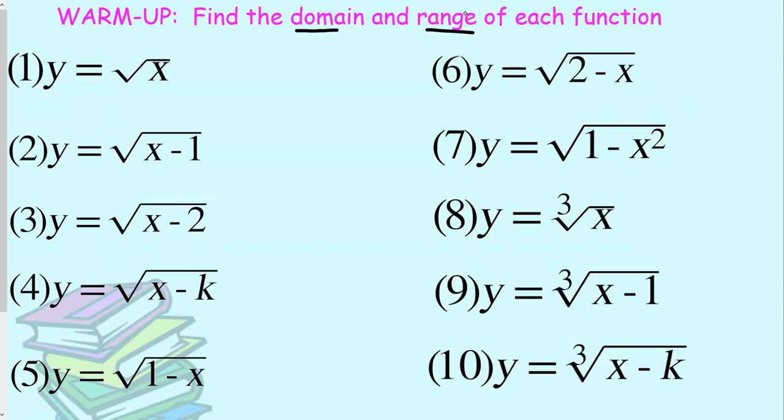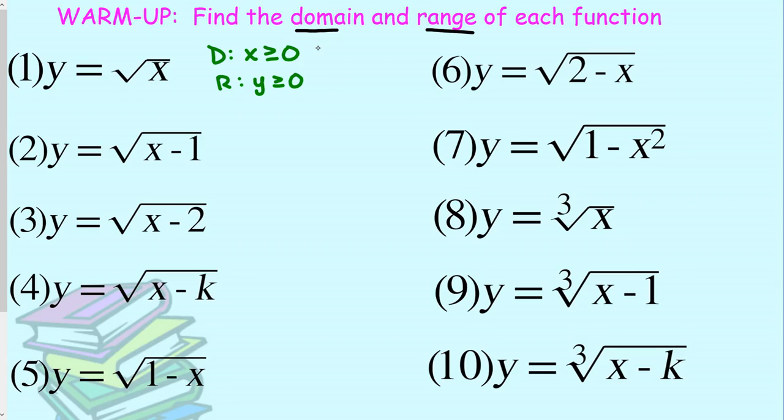Okay, so if we're going to find the domain, we need to remember that for a square root function, domain and range, of course, always have to be real numbers, and so for a square root function, we need the inside of the radical to be greater than or equal to 0. So for number 1, the domain is going to be x is greater than or equal to 0. And then think about the range. If you take the square root of something that's 0 or greater, you're going to get a number that is 0 or greater.